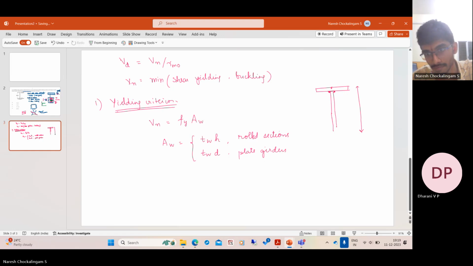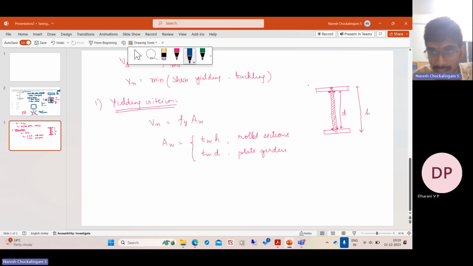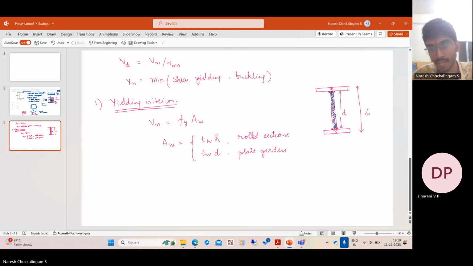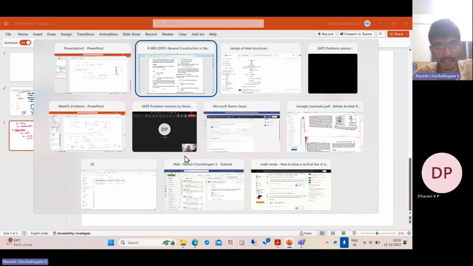Something like this. H is the total height, whereas D is the height of the web. If it is a rolled section, it is monolithic. The entire section is monolithic. There is no connection here. So the entire web, this region, will contribute if it is a rolled section. But since it is a welded section, this connection is kind of deformable, so only this region contributes.